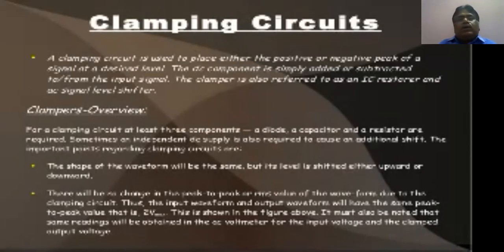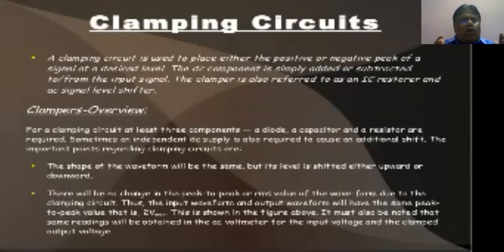So here, clampers overview. For a clamping circuit, at least 3 components are required. In clipping circuits, there are 2 components, diode and resistor. But in the case of clamping circuits, 3 components are required: diode, capacitor and resistor. Sometimes an independent DC supply is also required to cause an additional shift.